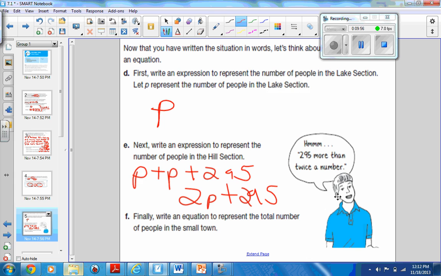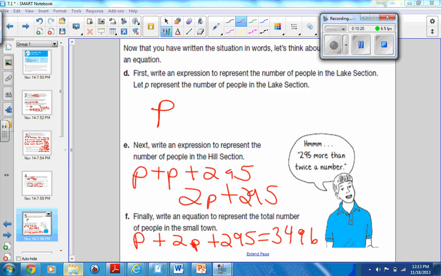All right, finally, can we write it as an equation to represent the total number? Well, remember, on the other side of our equation, we had the total. So we're trying to find the total population. If you add the lake section and the hill section together, you get that total population. So let's write that as an equation. Try to see if you can do it, and unpause the video after you're done. So hopefully you came up with the equation that I have in F. P plus 2P plus 295, so those are the two sections of town, equals our total population of 3,496.